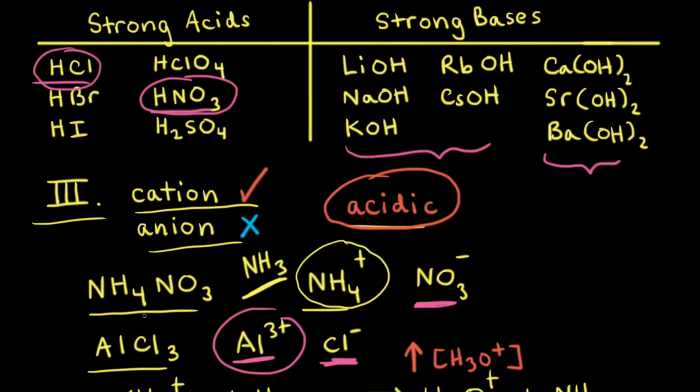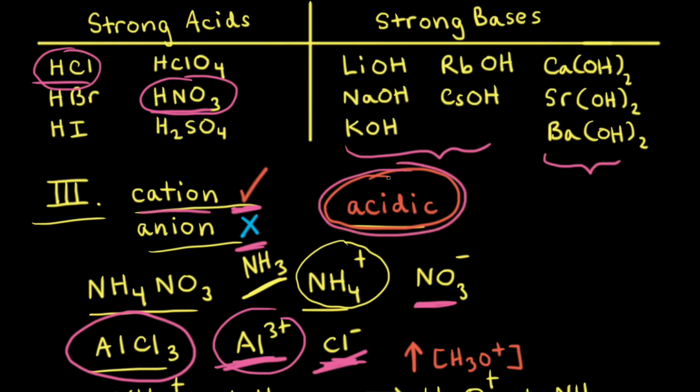Therefore, if we have an aqueous solution of aluminum chloride, the cation, aluminum 3+, will react with water, but the anion, the chloride anion, will not. Since the cation reacts with water, the resulting solution will be acidic.